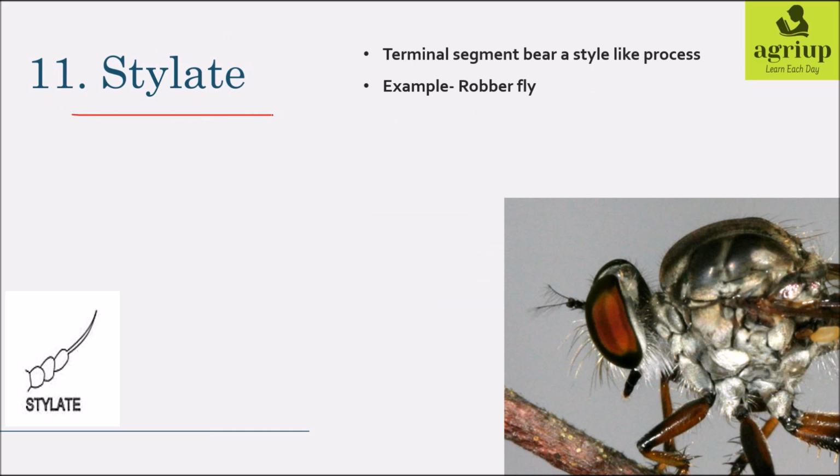Then we have stylate. Stylate is where a style-like process is there on the terminal segment. The style is a thin process, and the example is a robber fly.